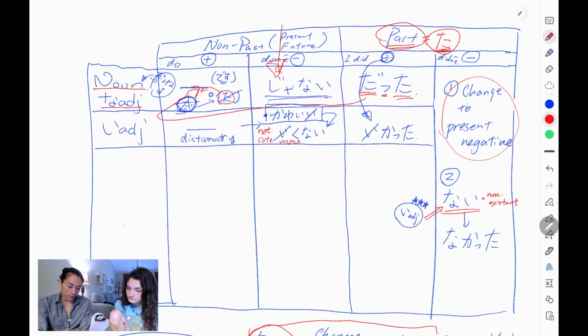These are the rules, right? Take off the i and add kunai, and you are making it negative. Take off the i and add katta, and you're making it past tense. And then take off the i and add kunakatta, and that's past negative.